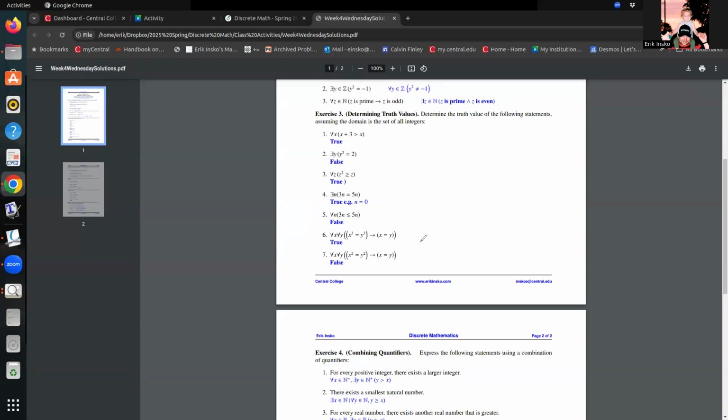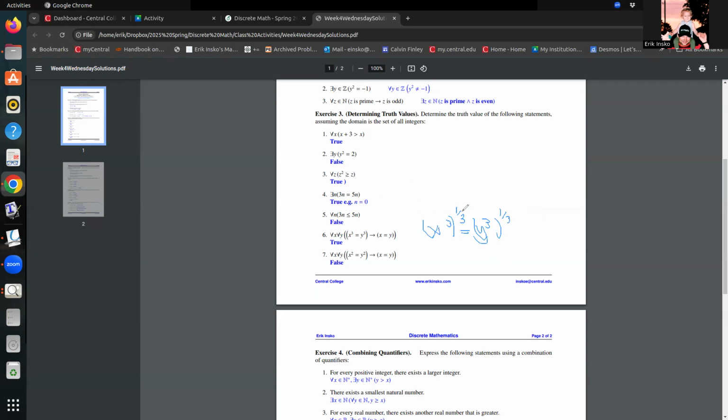All right, let's look at the next one, number 6. For all x and for all y, x cubed equals y cubed implies that x equals y. And I'm going to say that that is true. And the reason is that we can take the statement x cubed equals y cubed and force that x equals y by applying the 1/3 power to both sides of the equation.